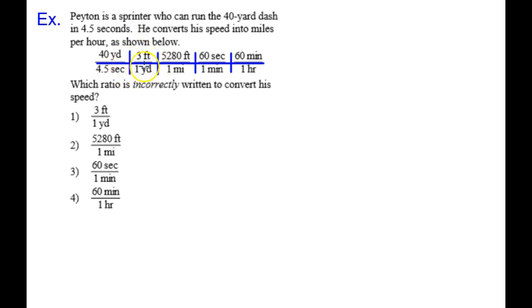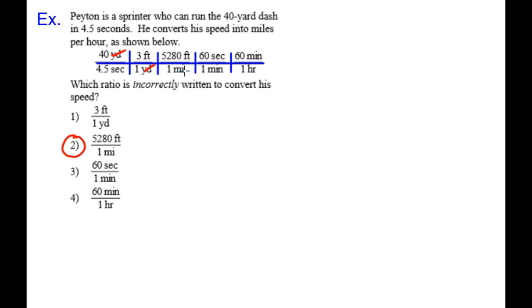3 feet and 1 yard are equivalent, so our yards and yards cancel out. The next step, we want to convert feet into miles. Here we can see there's already a mistake, because we have feet in the numerator, and in our next conversion, we have feet in the numerator as well. That feet should be in the denominator. So we can see right away this conversion is going to be incorrect. It would be number 2 down below. It should be the reciprocal: 1 mile per every 5,280 feet.